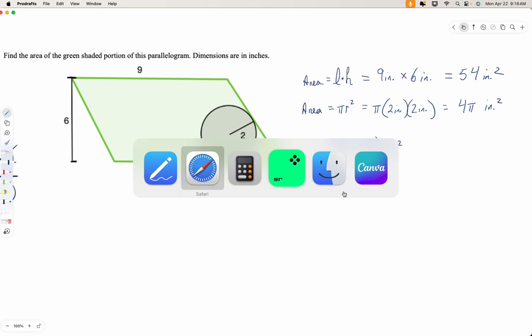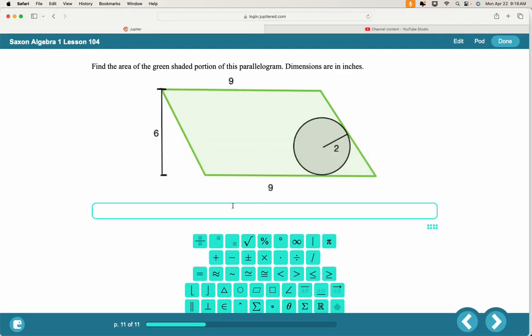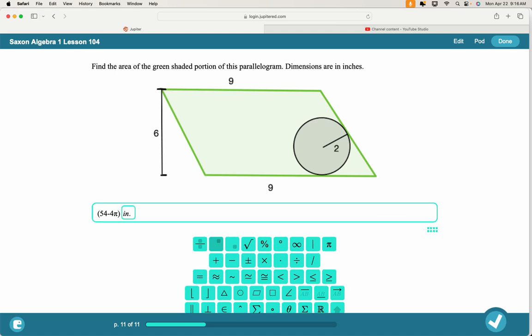So we go over here and we type that in. We're going to type in 54 minus 4 pi parenthesis, actually let me put the parenthesis in front, space in period exponent of 2 because it's area. Check that and it's correct.